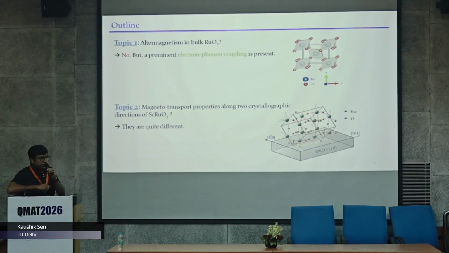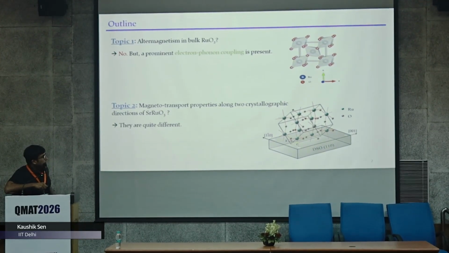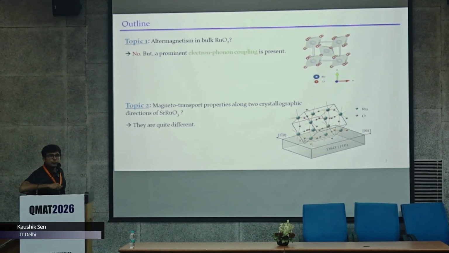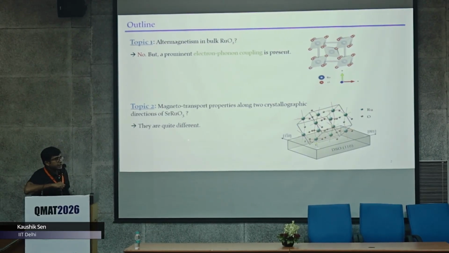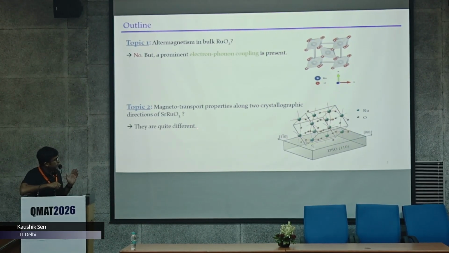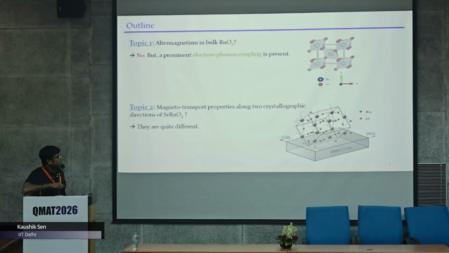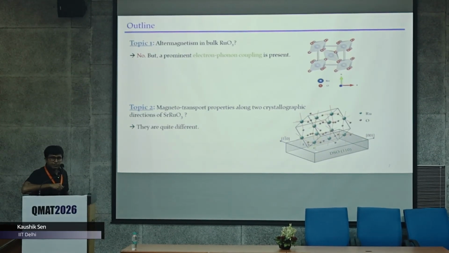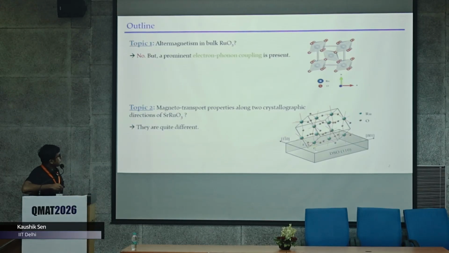And another topic, the result. Suppose you grow strontium ruthenate, a very important canonical system. It's a topological system, and if you measure along two crystallographic directions, the resistance versus temperature and magnetoresistance, whether the properties are the same or not. Okay, these are the two simple questions.